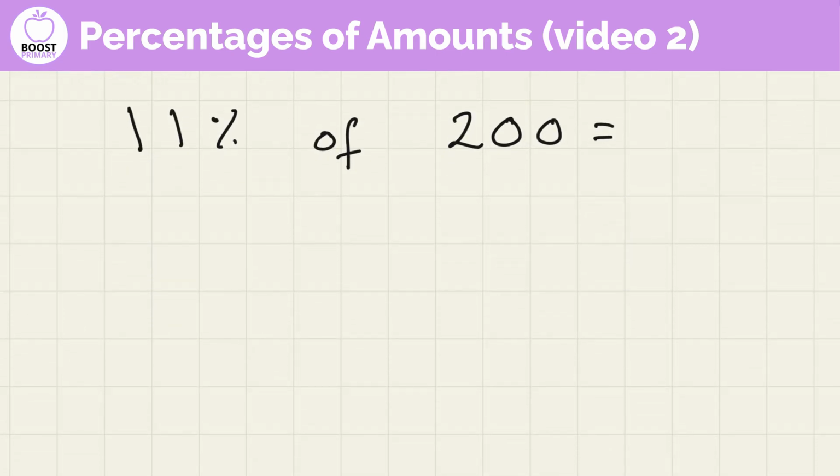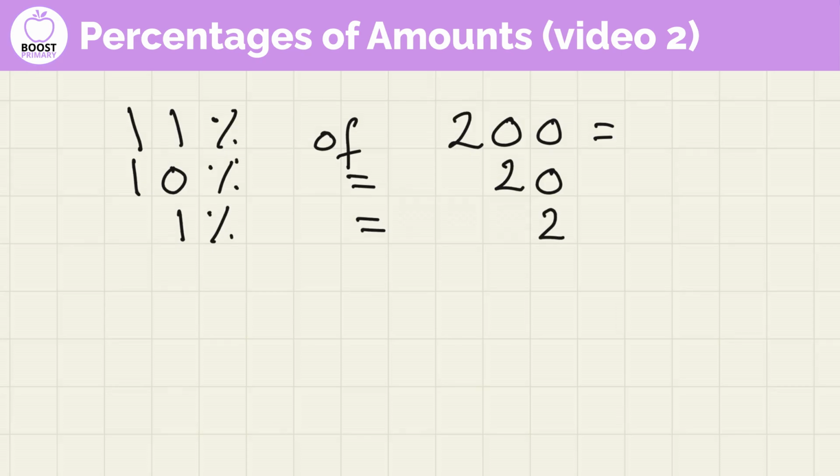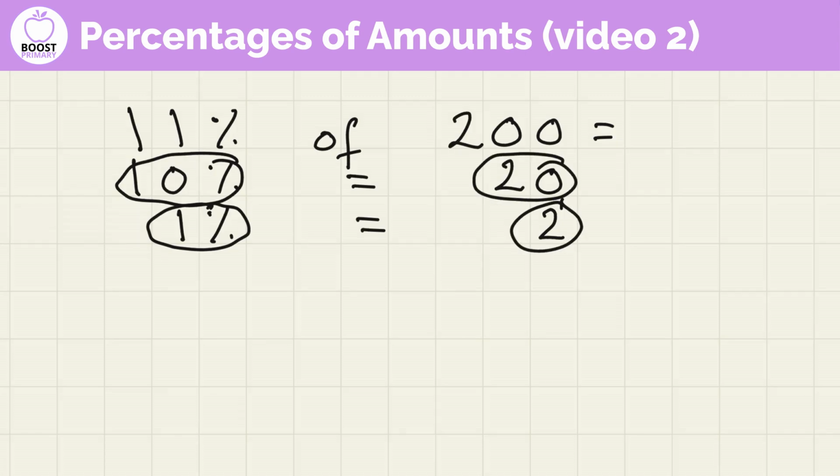Let's now put together what we did in the last video with what we're doing in this video. We're going to find 11% of 200. We're going to start off with 10%. 10% of 200 equals 20. We're now going to find 1% of 200, which is 2. If we put 10% together with 1%, we get 11%. So 20 add 2 equals 22. 11% of 200 equals 22.